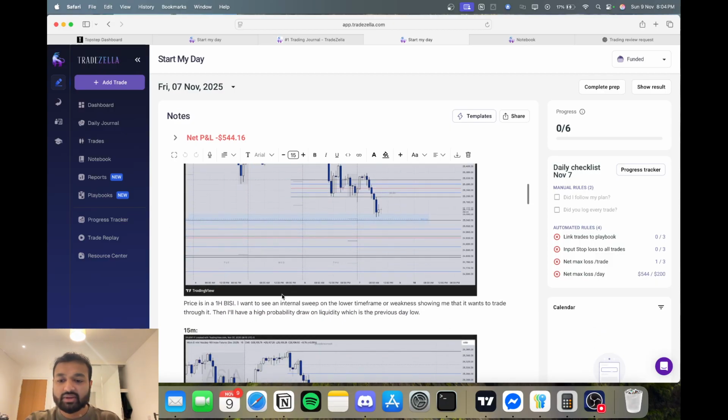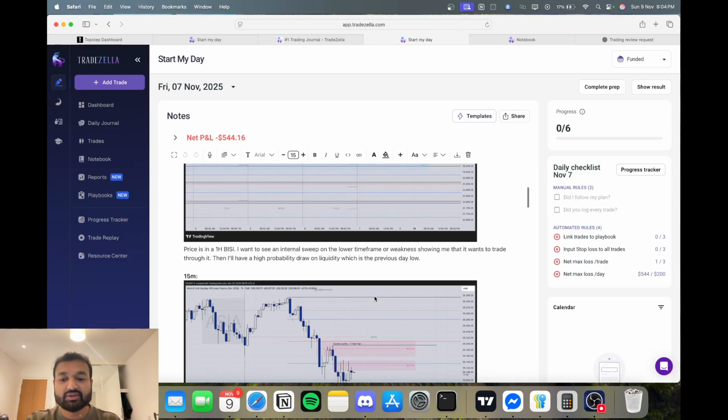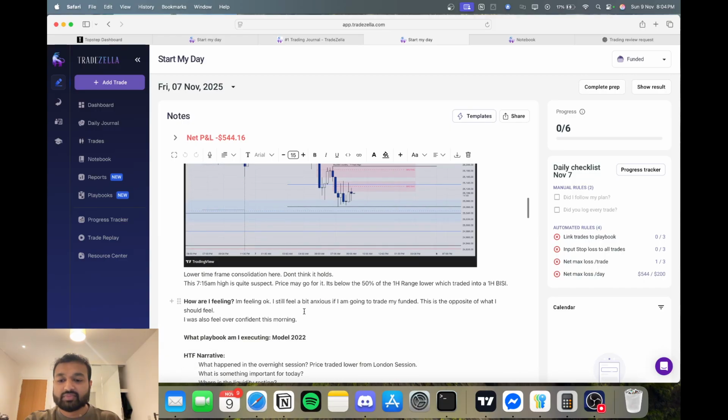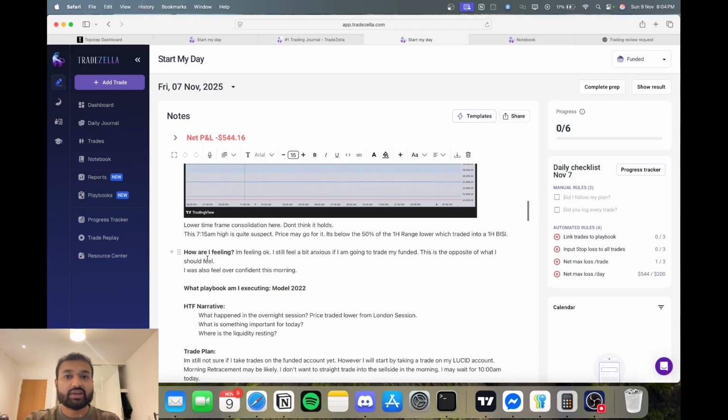1 hour, I see that we had an internal sweep on the lower time frame, or weakness, showing me that I want to trade through it, then I'll have a high probability draw on liquidity, which is the previous day low. So 7:15, and then I document how I'm feeling.